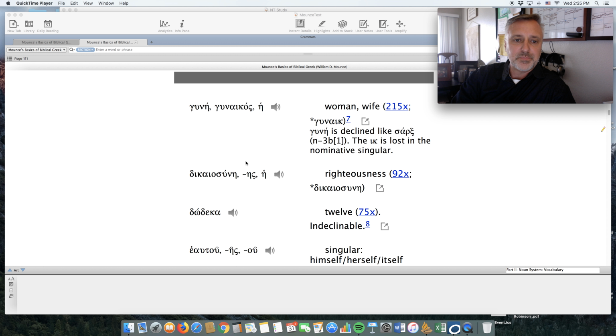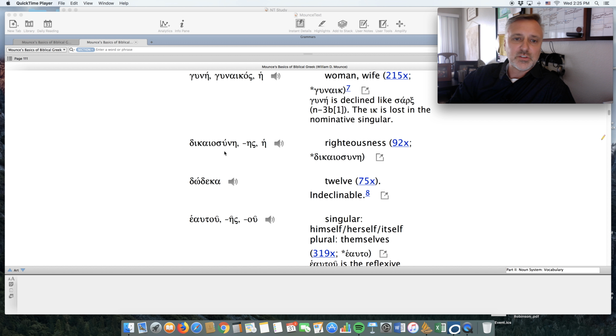So gune. Here's our next word, dikayasune. Dikayasune. This is a feminine noun, and it is righteousness, and it is part of the word family, the cognate family and group of dikaya. So dikayasune, dikayadzo is the verb to justify, dikayon is the adjective just or right.